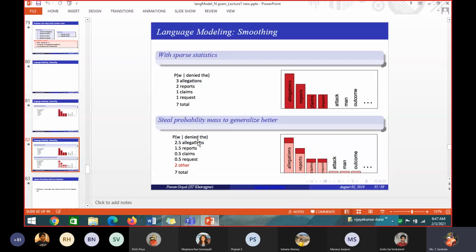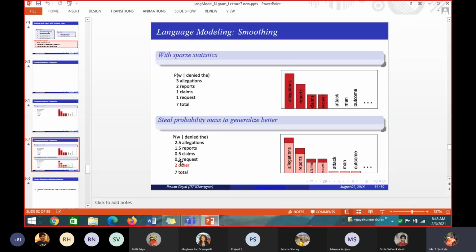Okay, so see now it will become, instead of 3, 2, 1, 1, the values 2.5, 1.5, 0.5, 0.5. It is not exactly 0.5 that will be stolen from everything. It may be 0.75 from one, and nothing may be stolen from some other. We will see based on the calculation. This is the idea: taking some probability and giving it to the words which have no occurrences, so that when you multiply this, there should not be any 0.